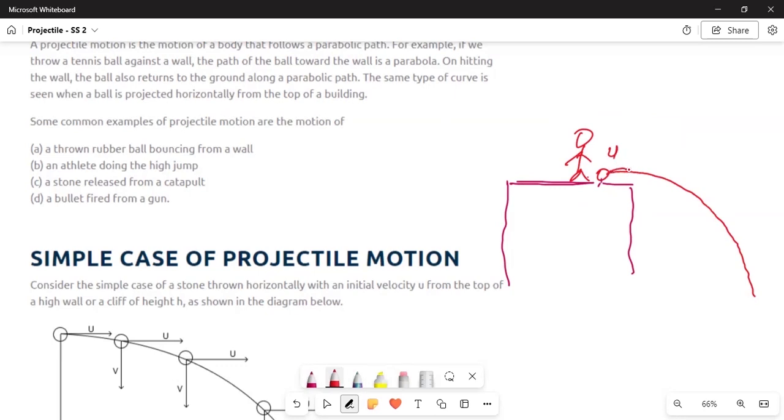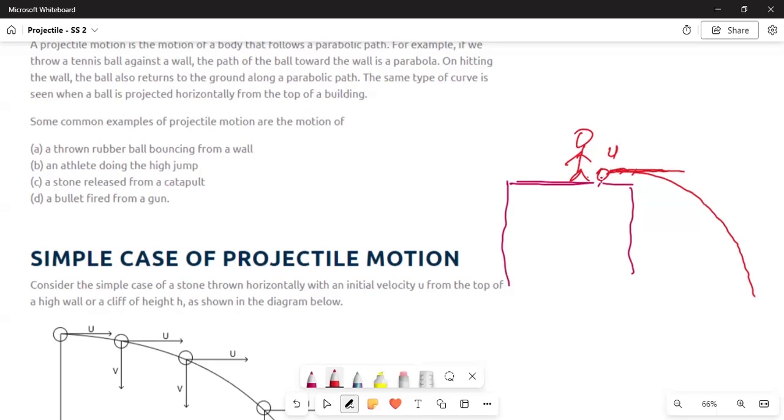The horizontal component, which is as a result of the velocity of projection, and the vertical component, which is as a result of the acceleration due to gravity acting on that ball. From our previous lesson where we discussed motion under gravity, we said when something is going up or falling down, there is a special acceleration that that object is traveling with, and that acceleration is the acceleration due to gravity.